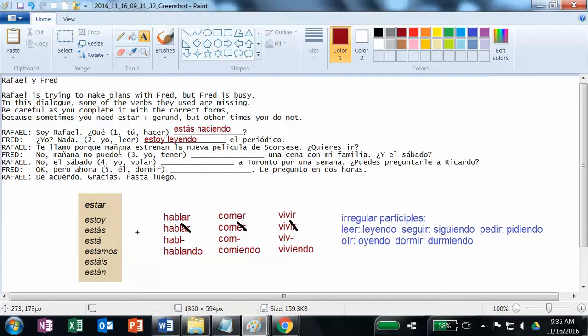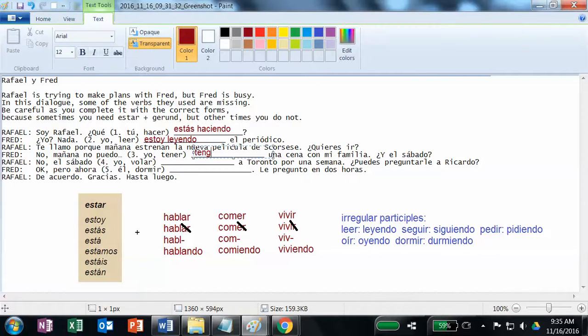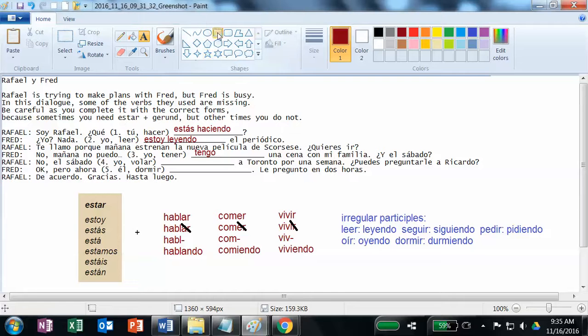Te llamo porque mañana estrenan la nueva película de Scorsese y quieres ir. No, mañana no puedo, because here we're talking about the future. Remember, once we go into the future, you can't use the present progressive. You have to go back to the present tense. So tomorrow I can't. I have a dinner with my family, so you would just use regular present there. And again, that's because it's talking about tomorrow, which is future tense, and you're not allowed to use present progressive in the future. So no, el sábado. El sábado again is the future.